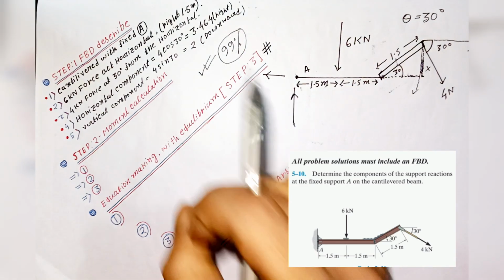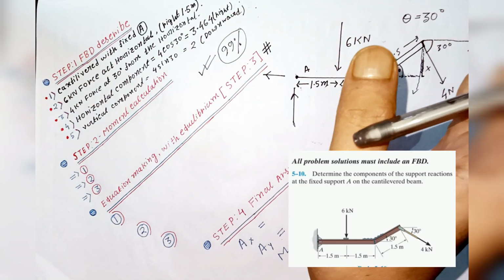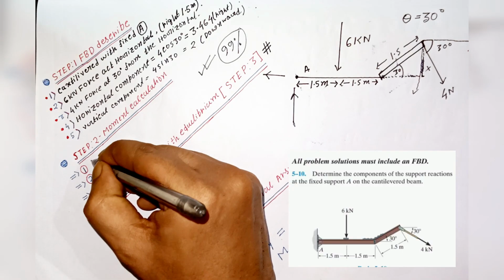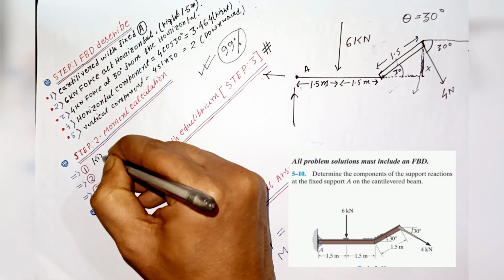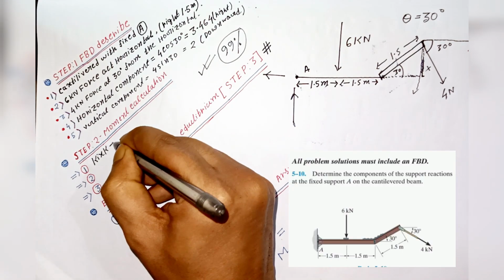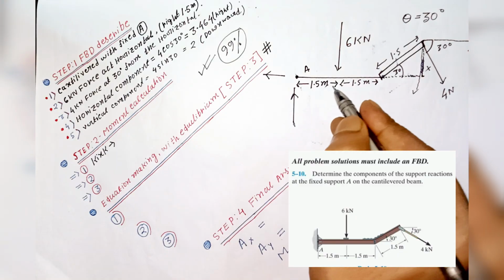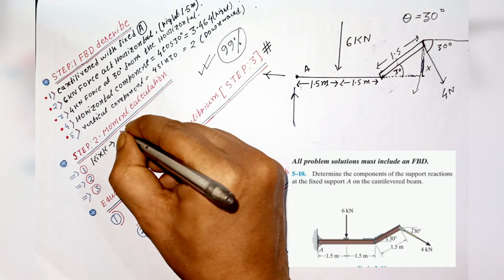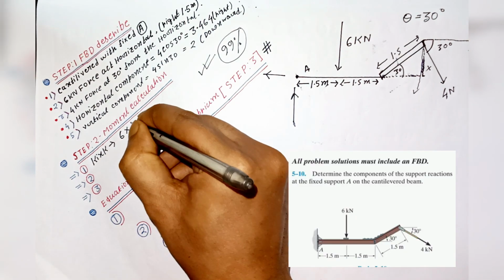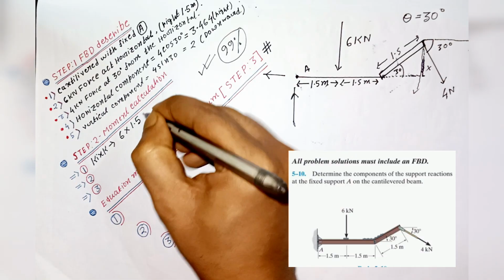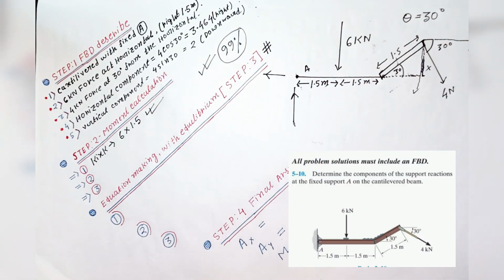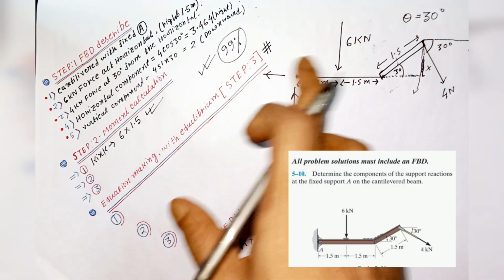100% challenge. Here we have to find the vertical and horizontal moment calculation. Kink. What is kink? Force is applied, 6 Newton at a distance of 1.5. So simple, easy peasy, no tension. 6 into 1.5. I think you understand.